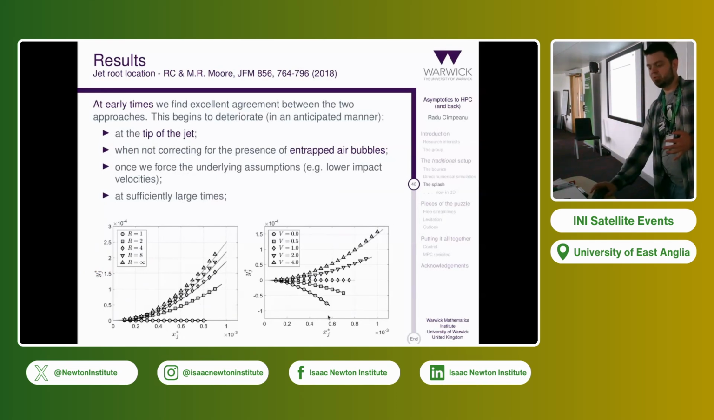These are all predictions for the jet root coordinates for various values of the radius ratio and the velocity ratio. As long as you're within the realms of the theory, by which I mean this is an asymptotic framework for sufficiently early times, it works. What do I mean by sufficiently early times? It turns out that if the root of the jet goes beyond a radius of the drop, then you lose the accuracy of the analytical prediction, or at least they deviate from one another.